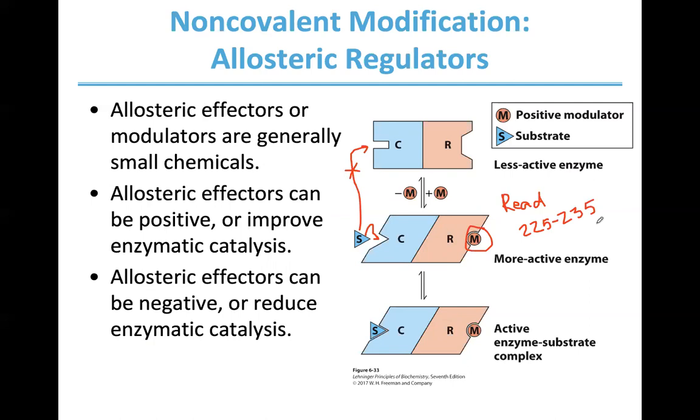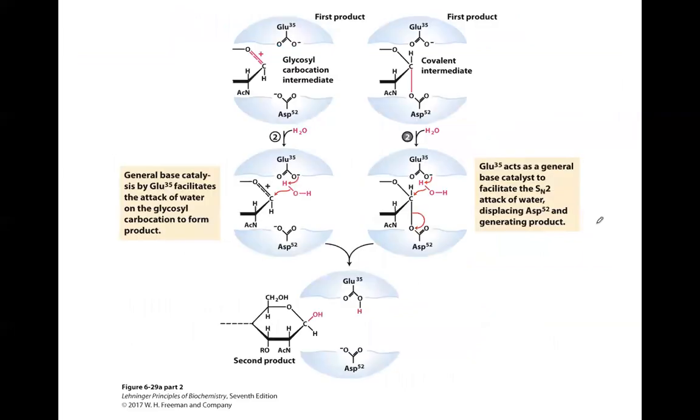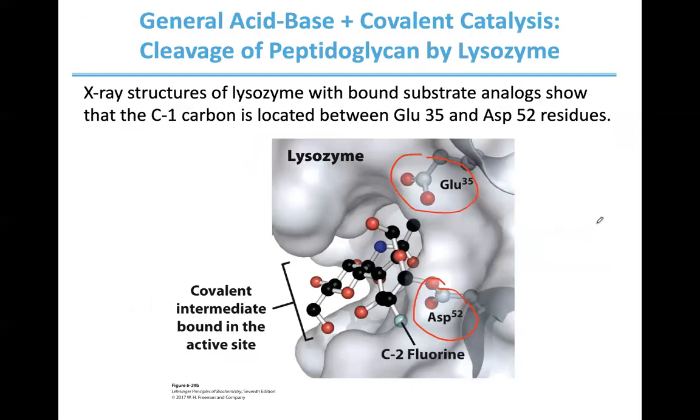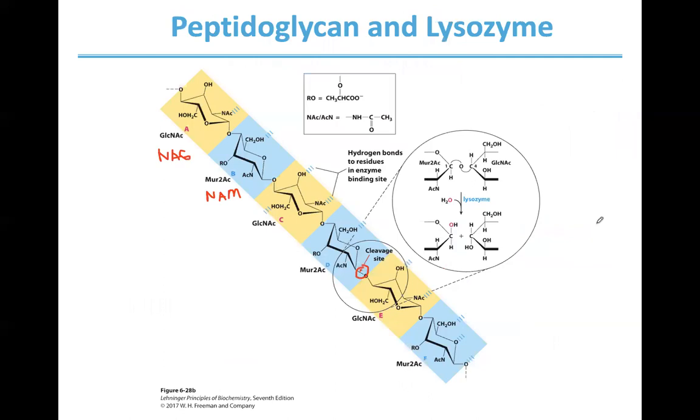And any questions about anything we've talked about today? Yeah, you said for the lysozyme, it was NAG, and what was the other component of the peptidoglycan? NAM, N-acetylmuramic acid, M, muramic acid. Okay, thank you.